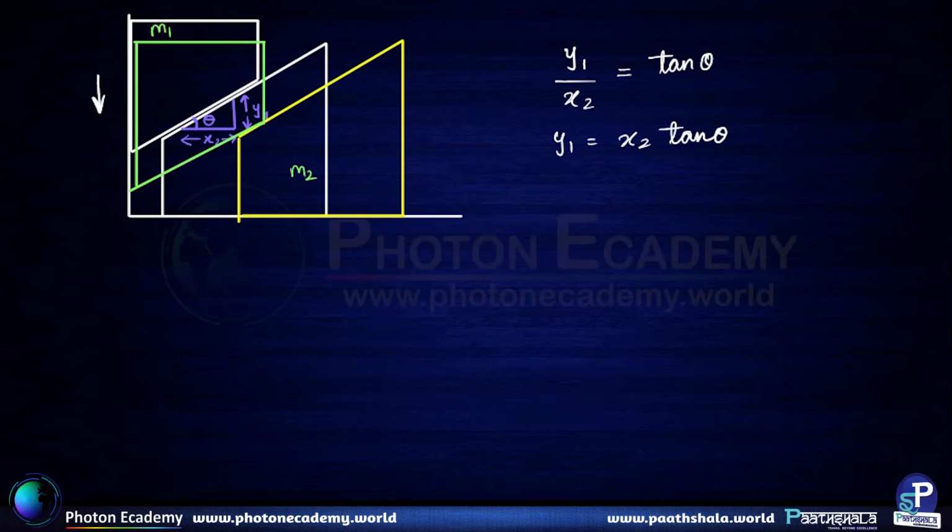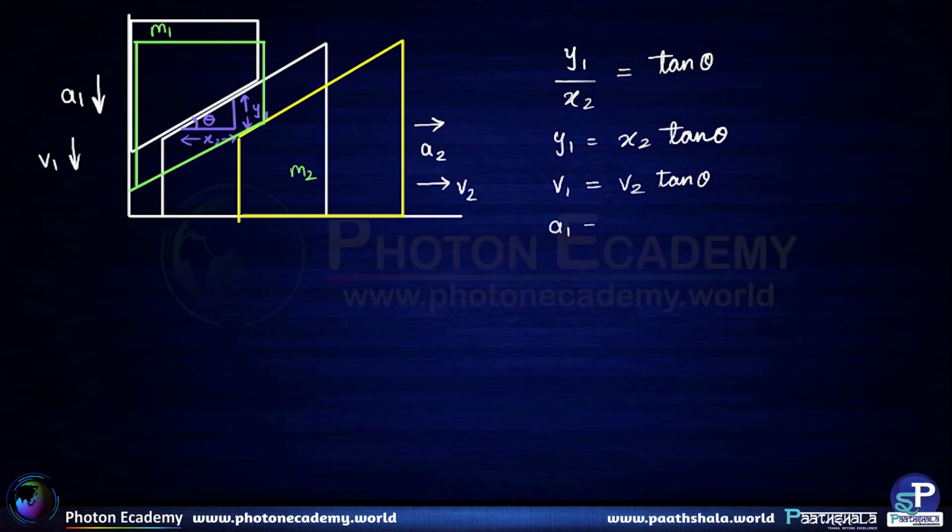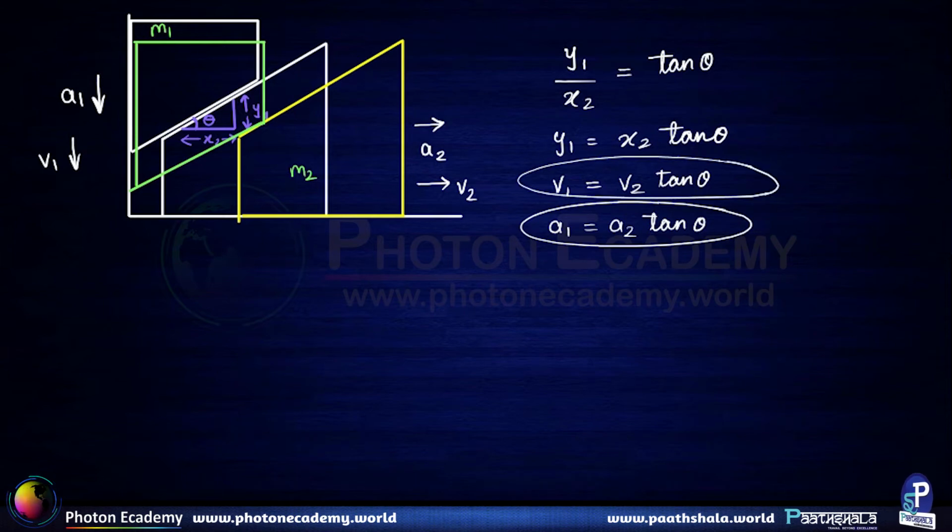So the downward acceleration of the mass m1 is a1 and the rightward acceleration of the mass m2 is a2. Downward velocity happens to be v1 and the rightward velocity of mass m2 happens to be v2. So on single differentiating, firstly we get the equation v1 is equal to v2 tan theta, and on differentiating it one more time we can write down the equation a1 is equal to a2 tan theta. So these are the constraint motion relationships.